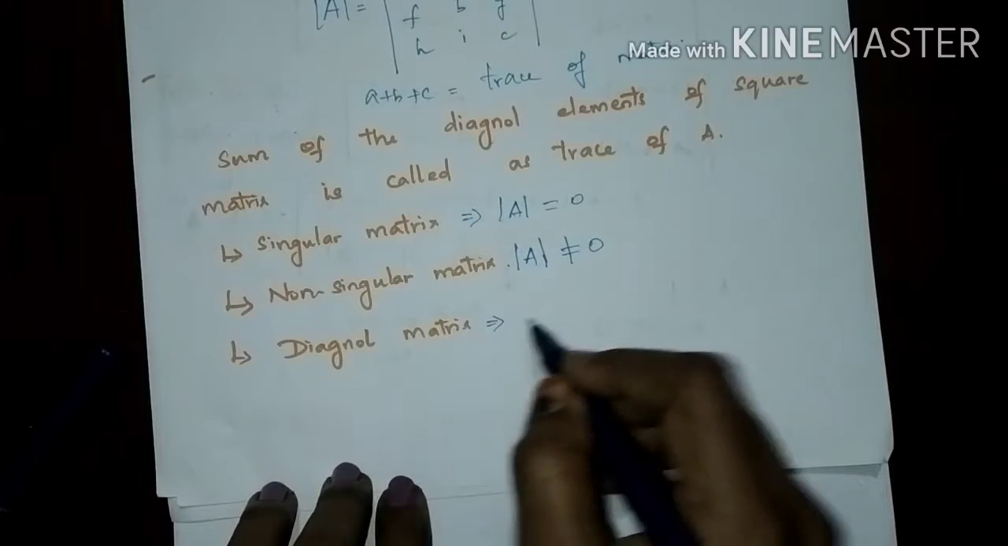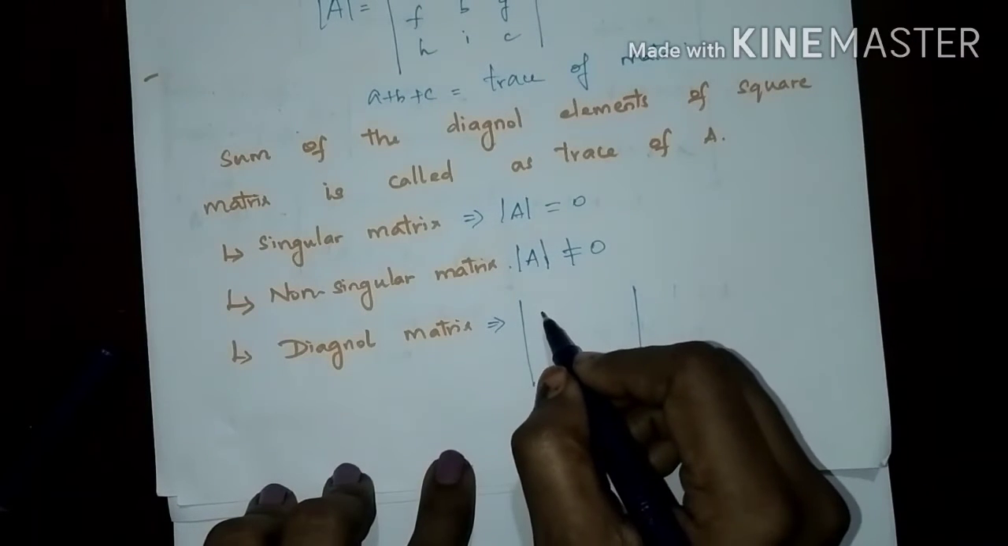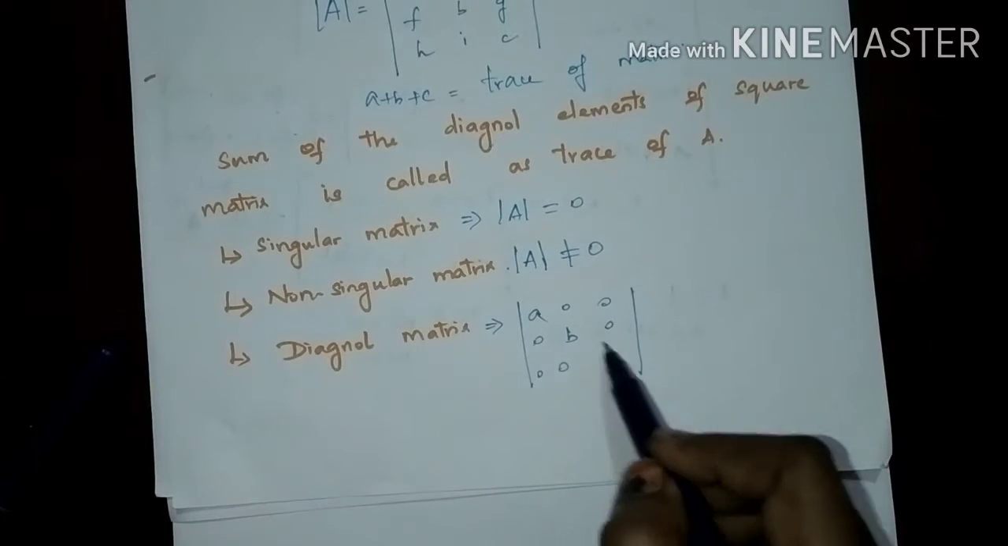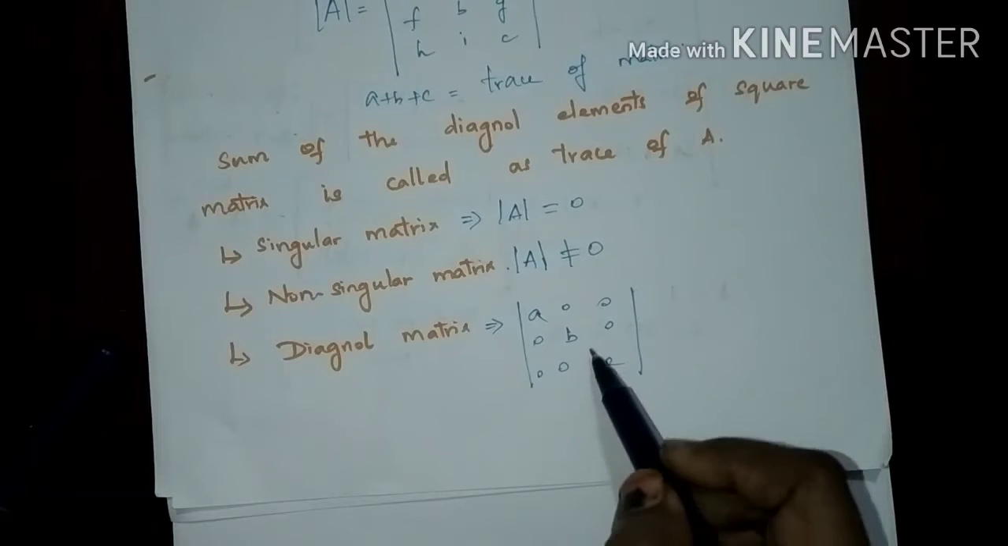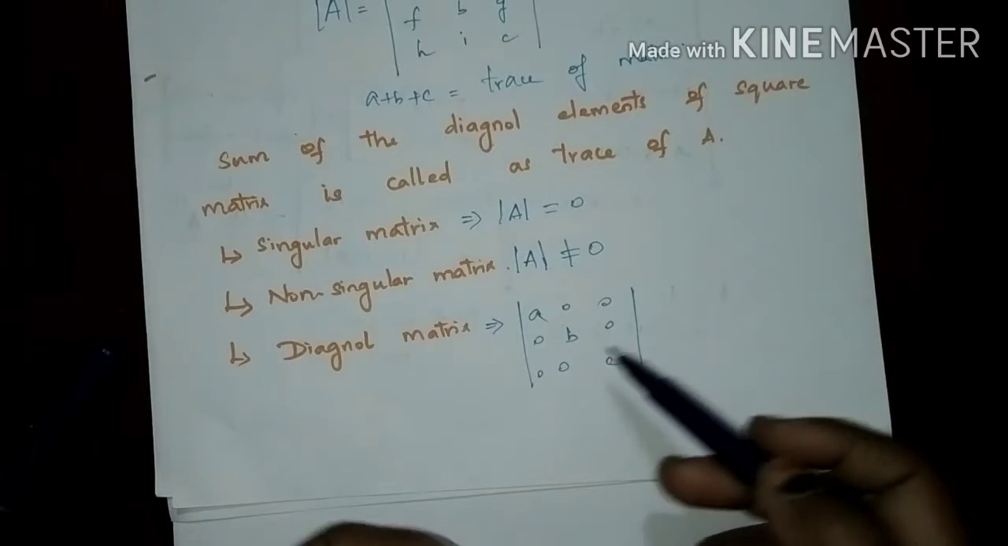Okay. Next is the diagonal matrix. A diagonal matrix, as the name indicates, has elements only on the principal or leading diagonal. For example, you take A, B, C. Other elements except the leading diagonal elements are 0. Only the diagonal has elements. That matrix is said to be a diagonal matrix. It can be of any values.